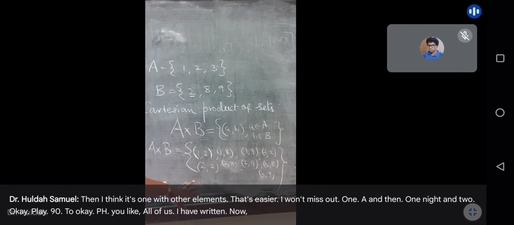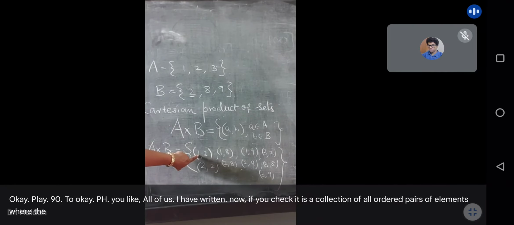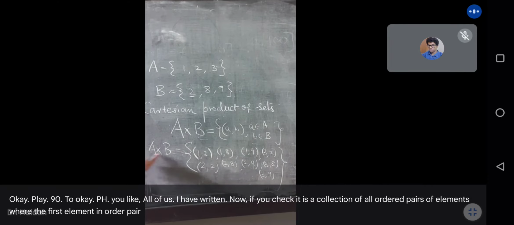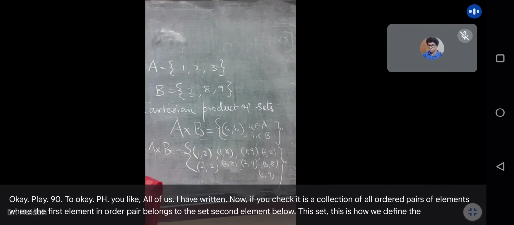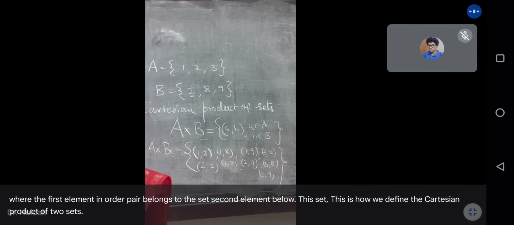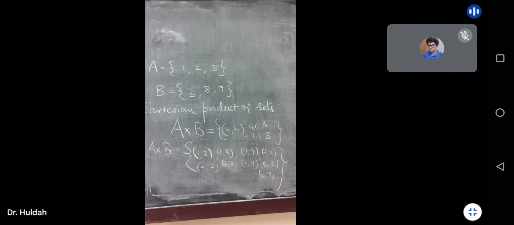Now, if you check, it is a collection of all ordered pairs of elements, where the first element in the ordered pair belongs to this set, and the second element belongs to this set. This is how we define the Cartesian product of two sets. Clear? Any doubts for anyone?